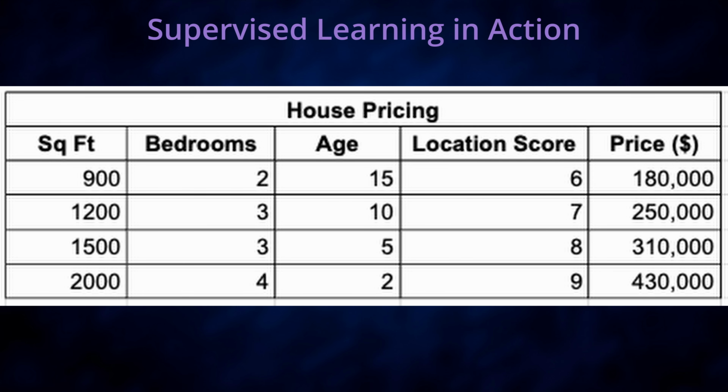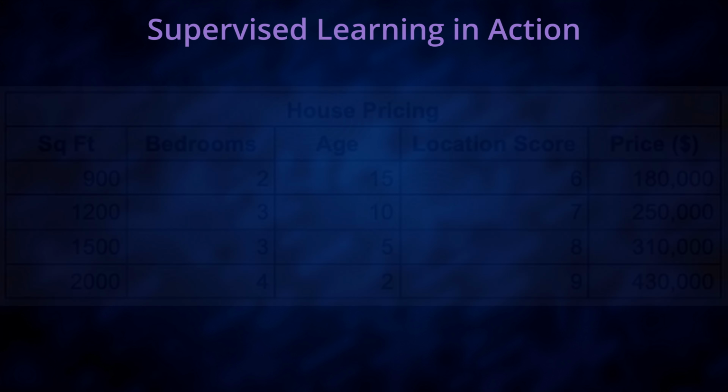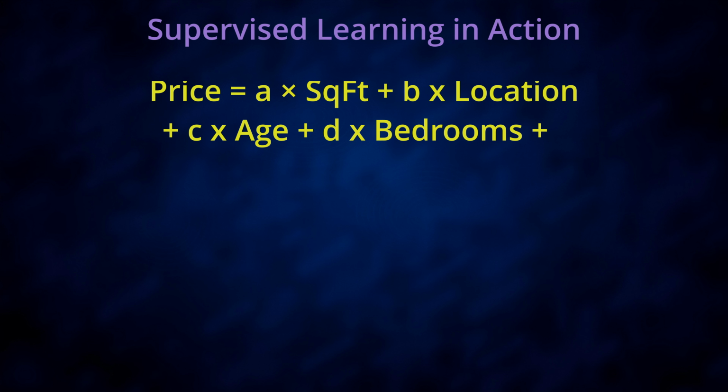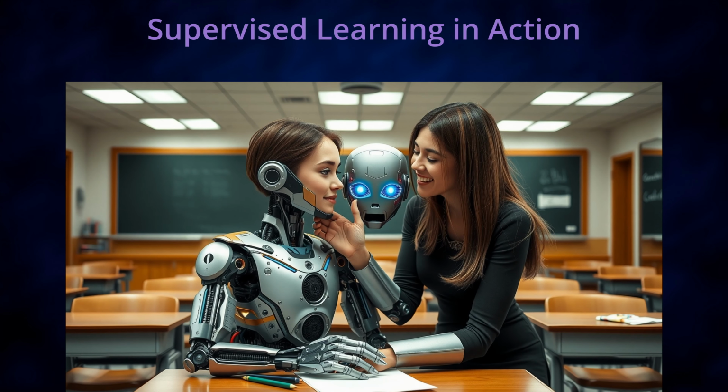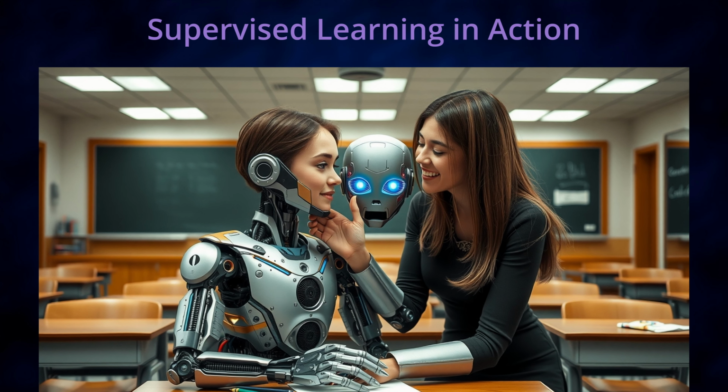The algorithm also looks at bedrooms, age, and location, each adding or subtracting from the final price. These weights show how strongly each feature affects price. Put everything together, and the model predicts the final price based on all the features. This is linear regression, simple, powerful, and one of the most widely used tools in supervised learning.